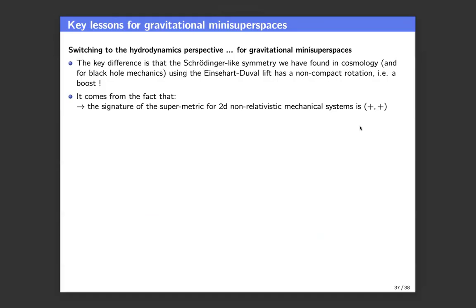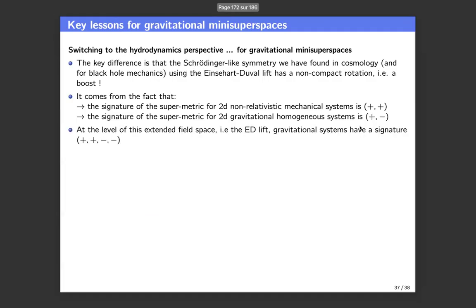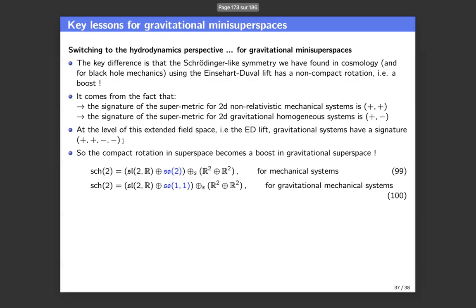The point is that the signature of the supermetric in a 2D non-relativistic mechanical system is plus plus. But in a supermetric for a 2D gravitational homogeneous system, it is plus minus. And that will always be the case. So it has a time instead of being plus. And the point is that when you go to the extended phase space, so the ED lift, what you do is you add two additional dimensions, which are basically two null dimensions. So this is a plus minus that you add at the level of the signature. So what you end up with is a plus minus minus for the signature.